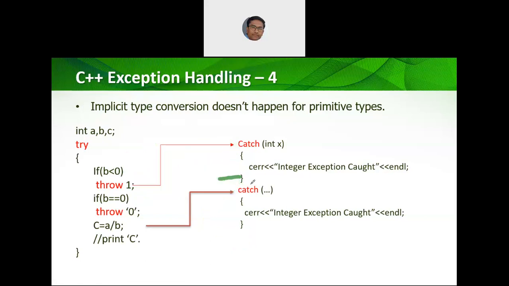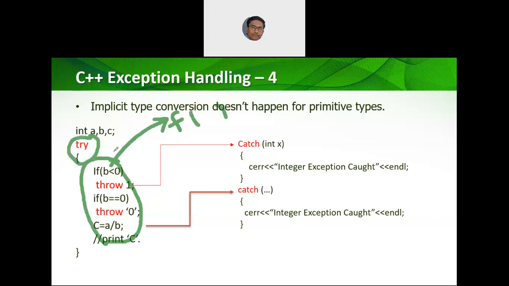Another case is, is it possible to write all this into a function? I'll write this inside a function, and is it possible to try in main, throw in the function, and catch again in main? The answer is yes. So let me again repeat. I want to try everything inside a function and throw inside the function, but catch inside main now.